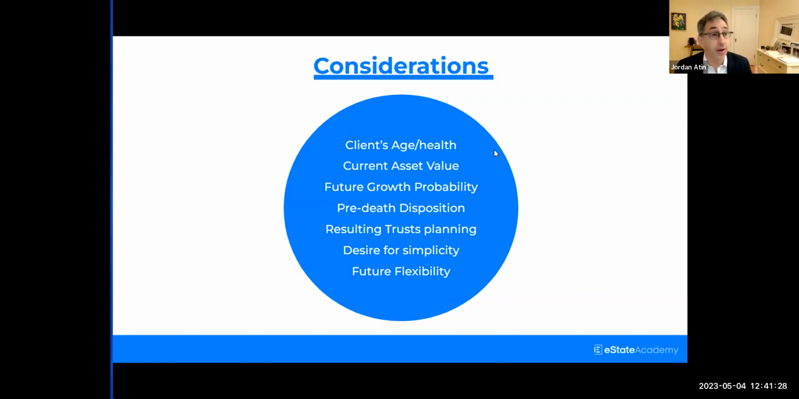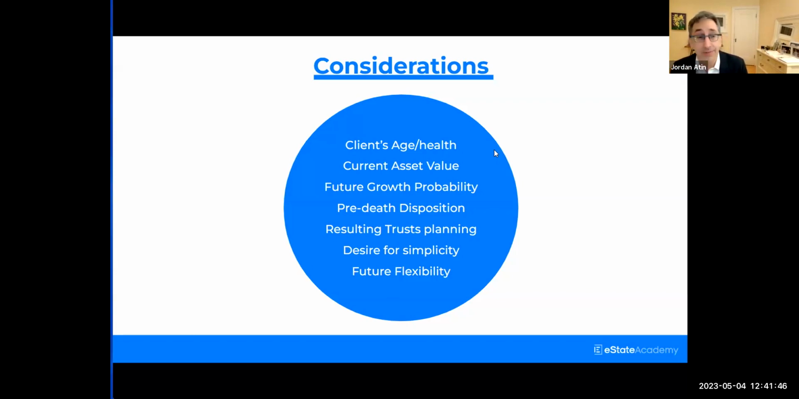On the other hand, you have an elderly client with a diminished life expectancy, so the likelihood of getting the tax benefit of the probate tax savings in the near future is much higher. And so that's, again, the cost benefit analysis.